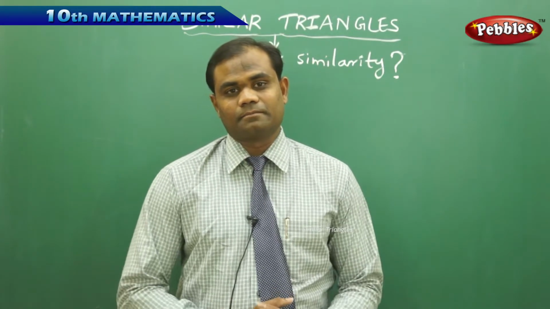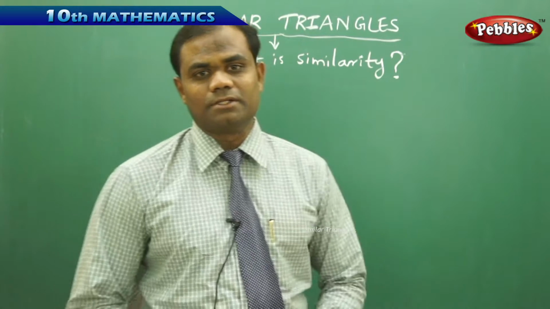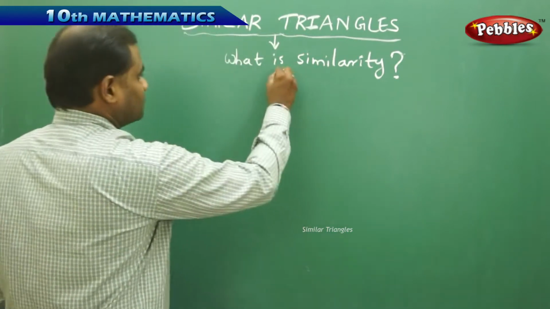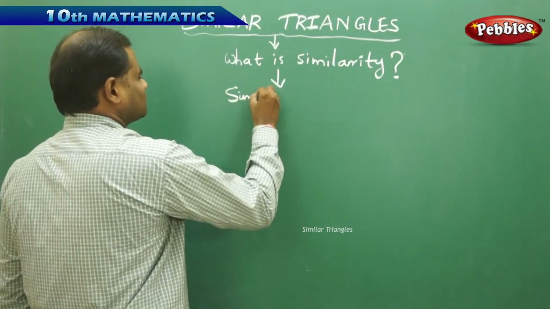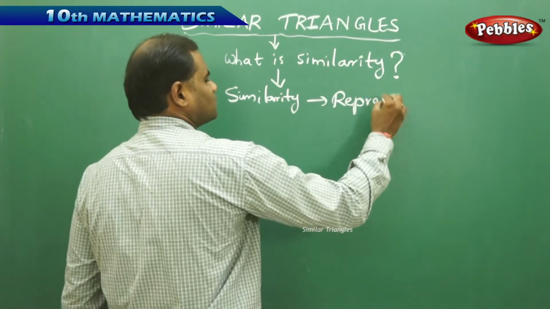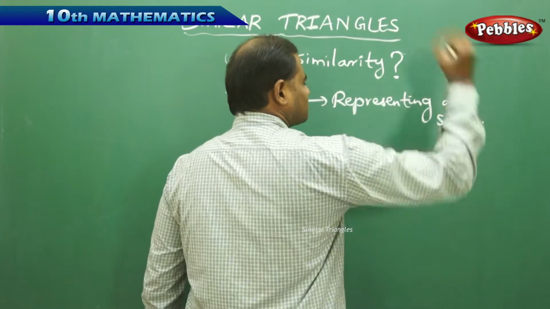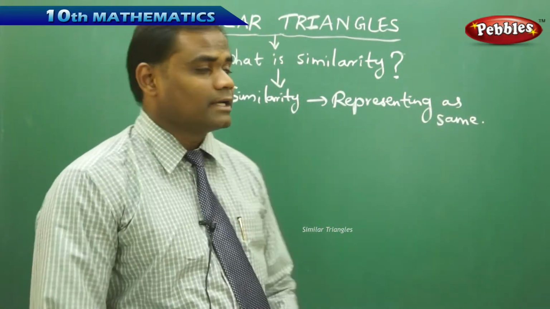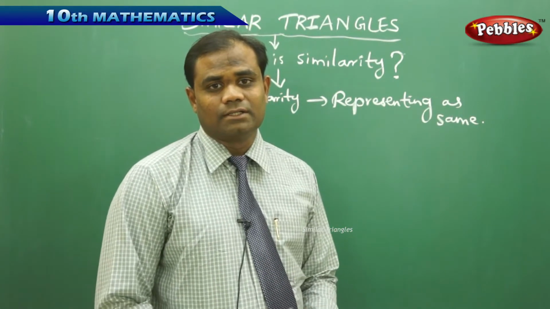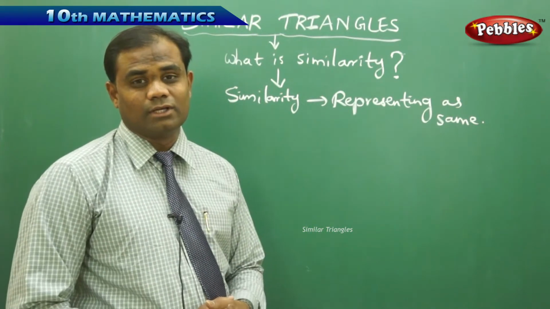So what is similarity? We see it in the word similar, because similar means they are the same or representing the same. So if I take the general meaning, similarity is representing as same. In a general sense, we call similarity representing as same, but in another form of understanding, we say that similarity is where two different objects look similar, but they are not equal in size.